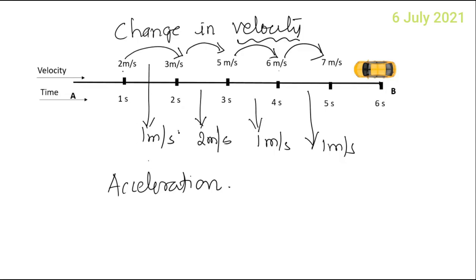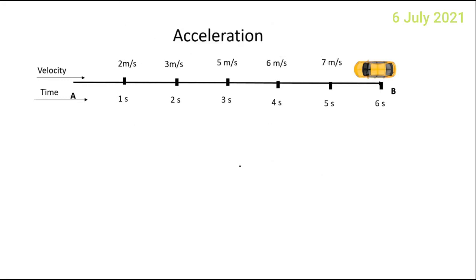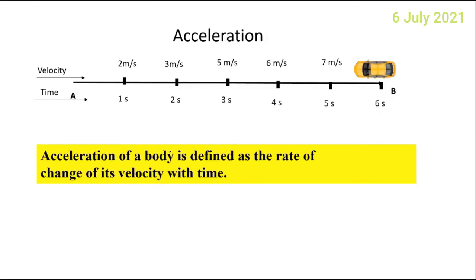However, the change in velocity is different for every interval of time. Here it becomes 1 meter per second, then suddenly 2 meter per second, then it has come down again to 1 meter per second. So there is change in velocity, but they are not equal changes in velocity. We can say that there is an acceleration. So acceleration of the body is defined as the rate of change of its velocity with time.